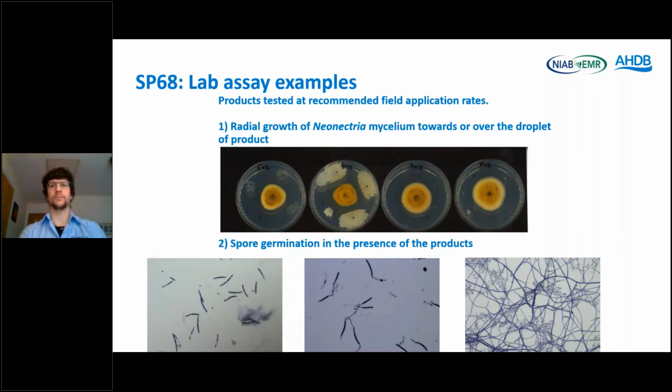While at the bottom, you can see three pictures of the spores. The one on the far left, you can see spores with no germ tubes coming out, so that product completely stopped germination.